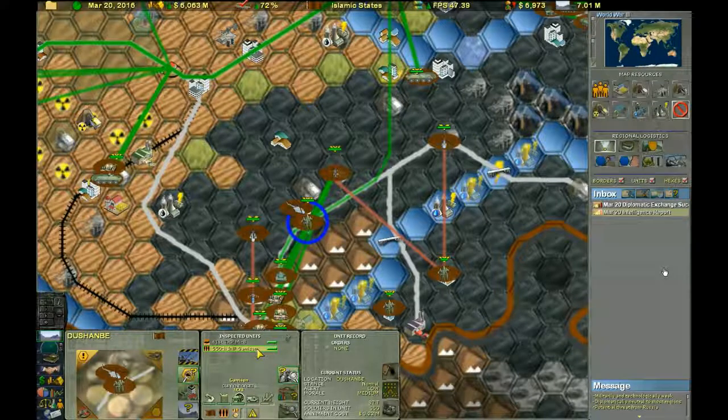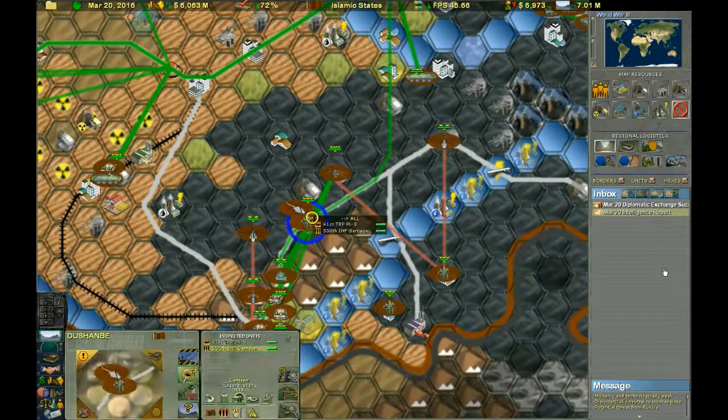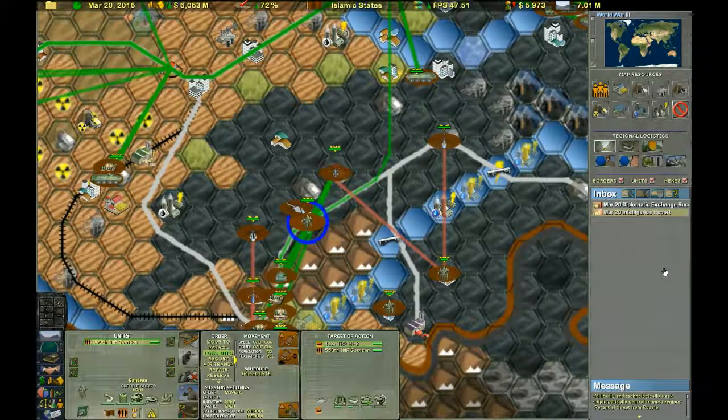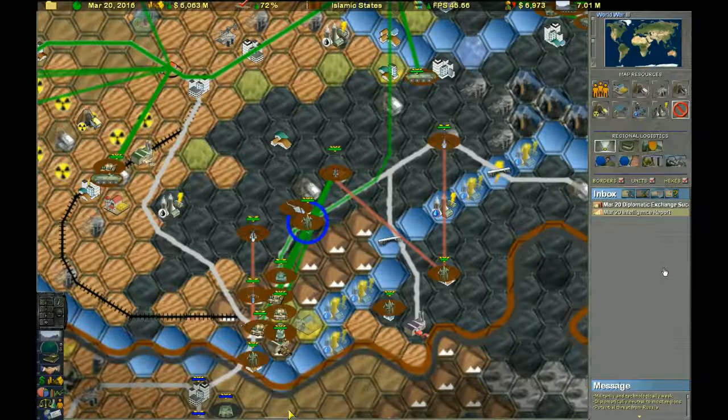You can see this Mi-8 is now in this hex, and we've frozen the game engine, and now we're going to order the garrison to load into the Mi-8. The game engine is still frozen. I'll unpause here in just a second.